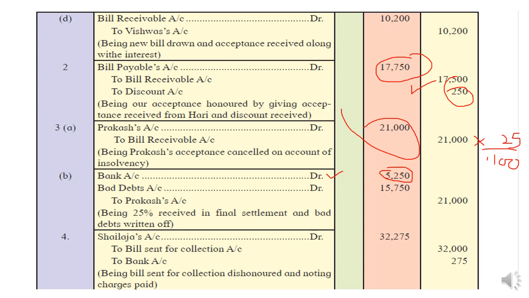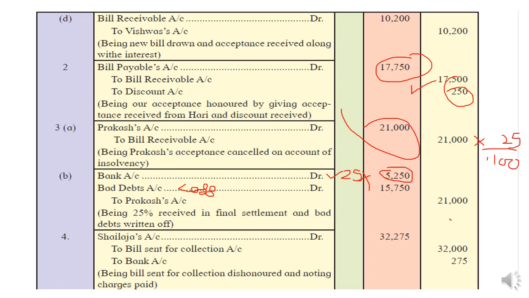So bank account debit 5,250, which means 25% amount, student, and 75% of the bill amount is not recovered. So the remaining amount will be considered a loss for the drawer. When it is a loss, it is considered a bad debt. So bad debts will be 15,750, and on the credit side, who is the giver? Prakash account. No bill will be given to Prakash, because the whole amount of the bill is not being paid by Prakash. It is only the 25% amount which is recovered from his property.